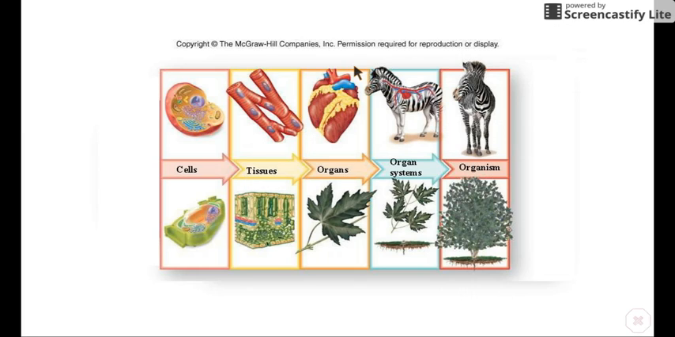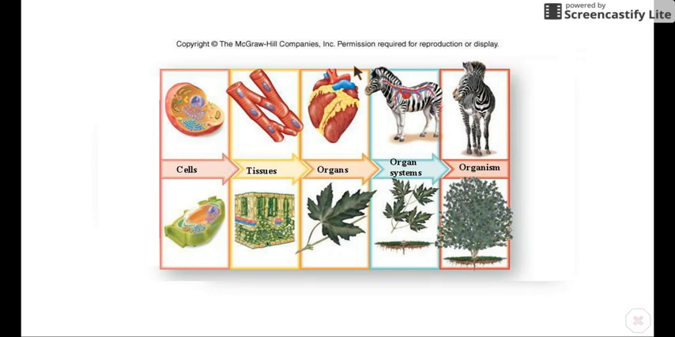So if we have a look at this in two other examples, we've got our zebra across the top where we start with a cell. That cell becomes muscle tissue. That muscle tissue has a specific job of being the heart. That heart is part of the circulatory system, so it works with other particular organs that have the same kind of job. And therefore, with the skeletal system, nervous system, muscular system, they all come together and form our zebra.